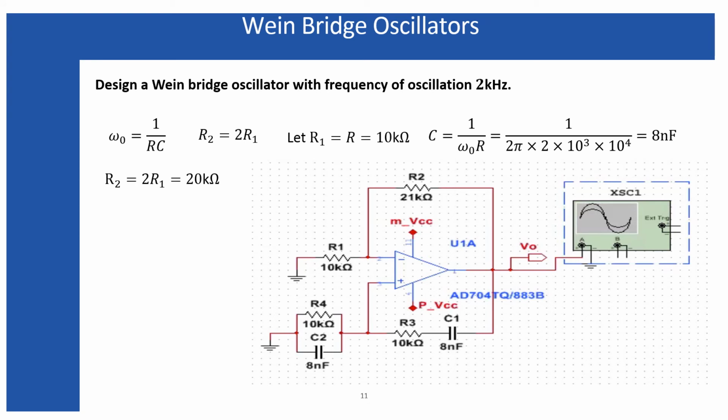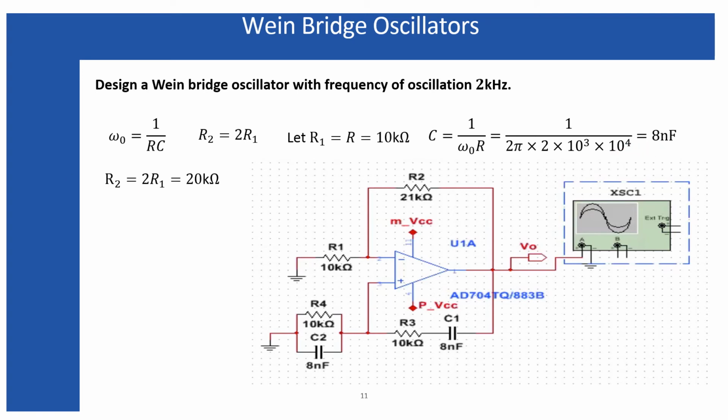Let's design the Owen bridge oscillator practically, as I have done for the phase shift oscillator. Here I'm going to design the Owen bridge oscillator having a frequency of oscillation of 2 kHz. We know this simple expression for the frequency of oscillation, and this is the condition of oscillation. I'm considering both R1 and R equal to 10 kilo ohm, and that provides a value of C equal to 8 nanofarad.